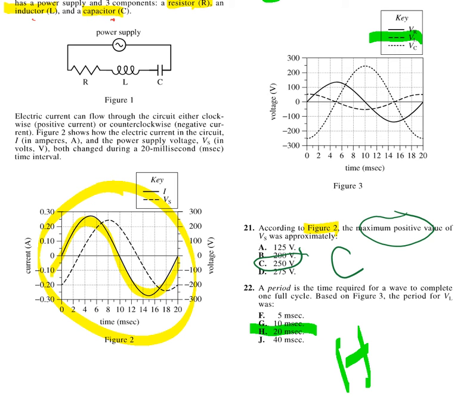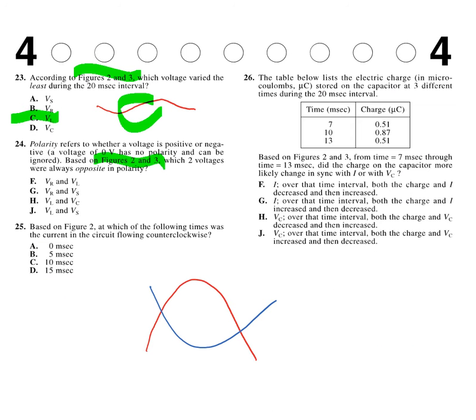And then when you look at this one, I'm seeing my biggest opposite. This one comes up and this one comes down. So this one's up, this one's down, this one's up, this one's down, this one's up, this one's down. So what are my two options? The VL and VC. So let's see over here. VL and VC, the correct answer is H on that one.